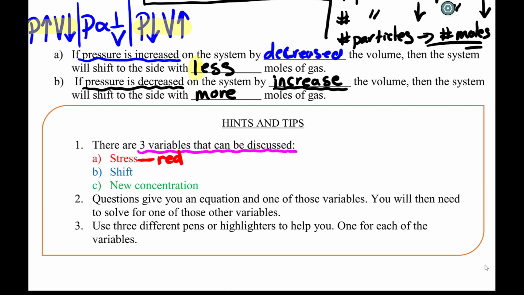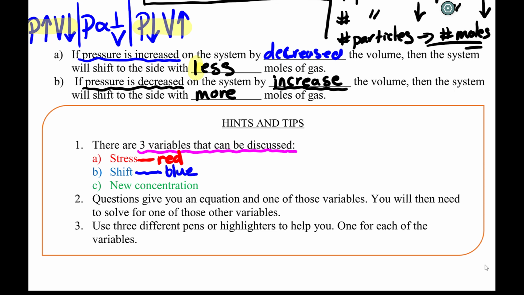Now, once I've applied a stress to the system, it's got to either shift towards the products or towards the reactants. That's your two options. It's a 50-50. You're either shifting to the left, shifting to the right, or actually I guess there's a third one. It just doesn't shift at all. But that is fairly rare. So all my shift arrows and my shift variable, I'm going to use blue.